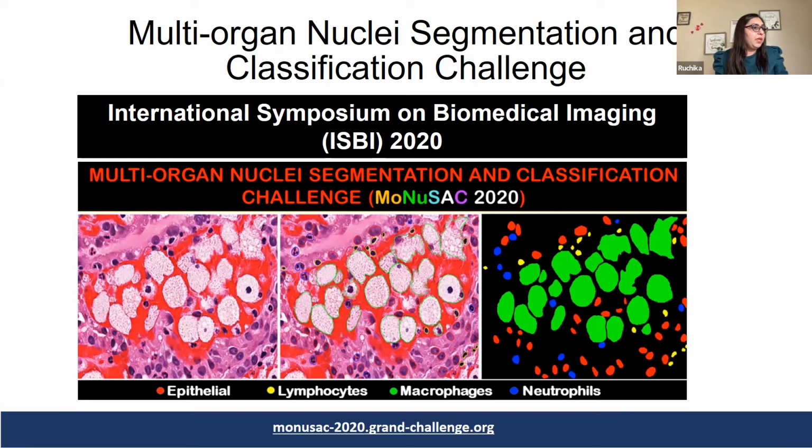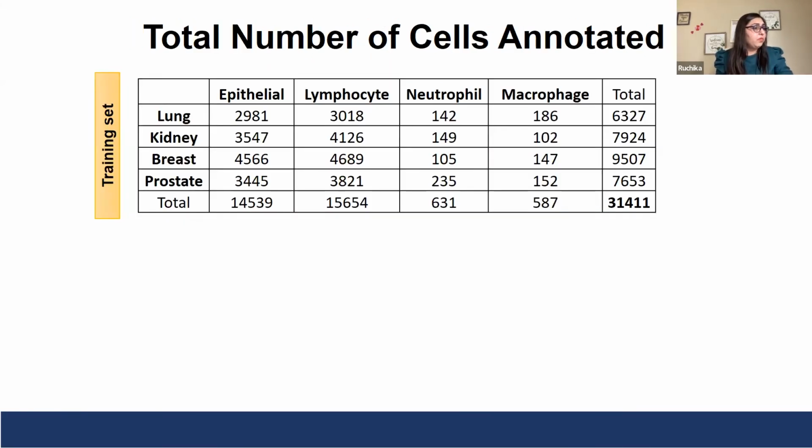Here we publicly released data from 4 nuclei types: epithelial, lymphocytes, macrophages, and neutrophils. On the right, I'm showing one of the ground truth masks which we could create using this dataset. Different colors show nuclei from different cell types. Here I'm showing the total number of cells that we annotated. As I mentioned, our interest was 4 different classes: epithelial, lymphocyte, neutrophils, and macrophages.